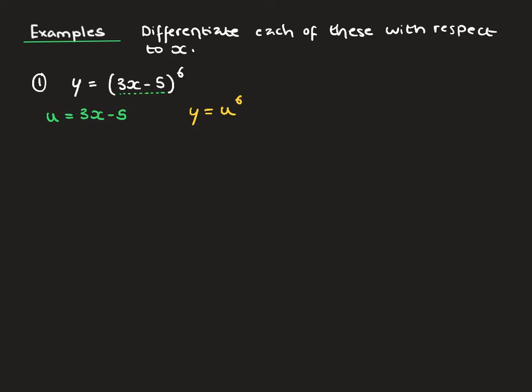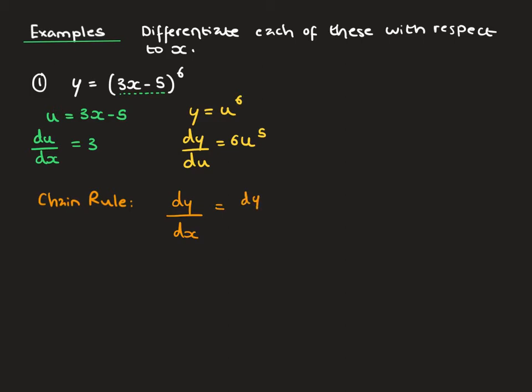We then need to differentiate each part separately. So we find du/dx, which is simply 3. And we find dy/du, careful with your letters, don't let them get mixed up, which is 6u^5. We can then use our knowledge of the chain rule, which tells us that dy/dx is equal to dy/du multiplied by du/dx.